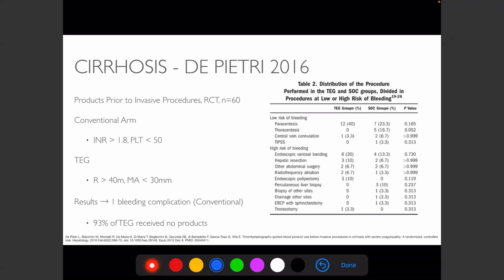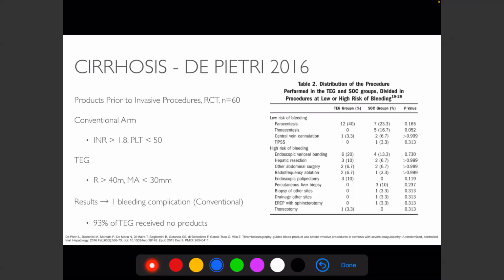The next study is on cirrhosis; there's a couple good studies on cirrhosis. This is 2016 in the Journal of Hepatology. It was before invasive procedures, same thing, conventional arm, Rotem arm, or TEG. The results were less bleeding and fewer complications. And 93% of the TEG patients, which I thought was really interesting, received absolutely no products, which speaks to the fact that an INR of a given number doesn't mean you're actually having a coagulopathy.